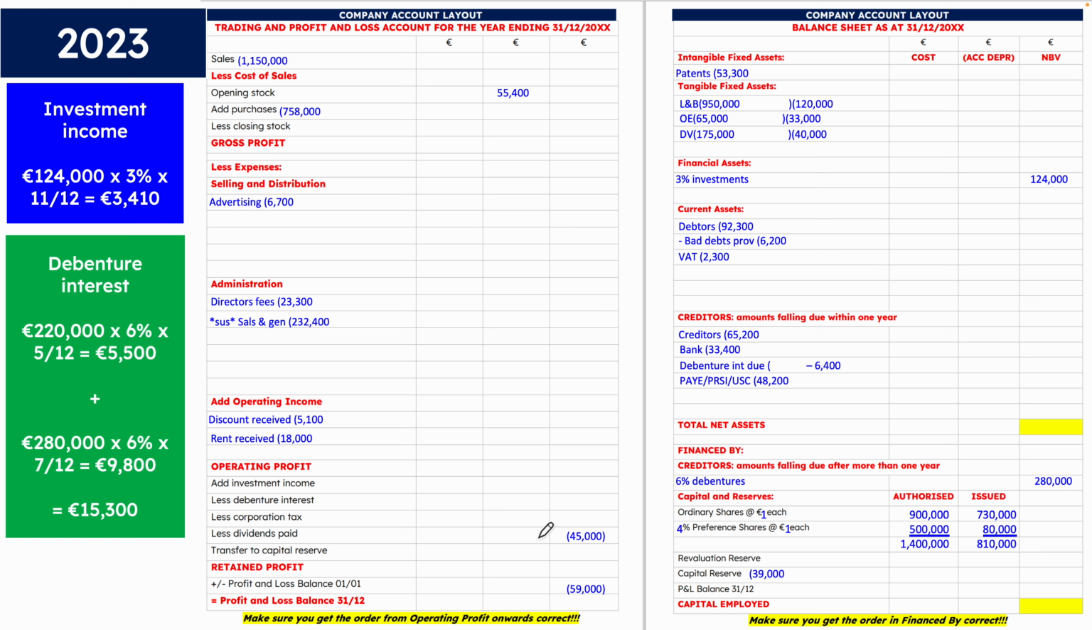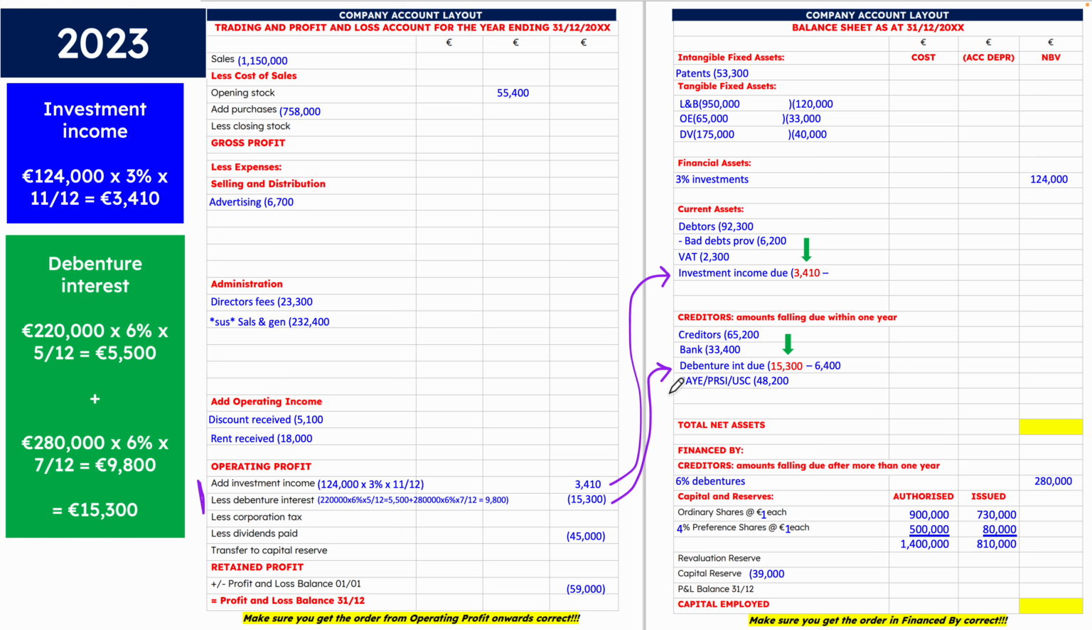So where do we put these in? We have our layout done, so we're going to be putting our workings straight in. It's absolutely fine to just do your workings right there. So 3,410 investment income and the debenture interest 15,300. Now, as I said, we're always going to have investment income due and debenture interest due. So the 3,410 is going to go up into the investment income due here, and the 15,300 is going to go into debenture interest due here. So 15,300 minus 6,400, that was in the trial balance, okay?